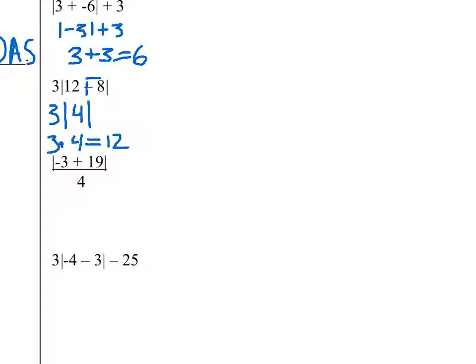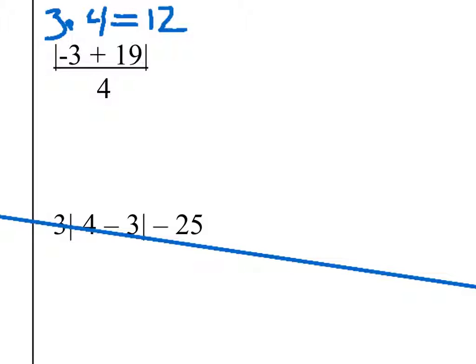So I hear Alvin saying that the first thing he wants to do is find what's inside that absolute value. So he says that it is 16. Nothing else is going to change.